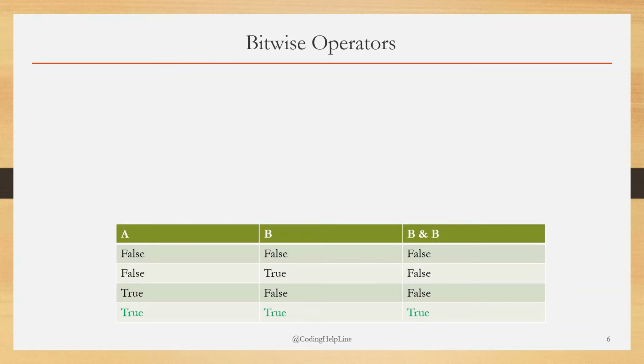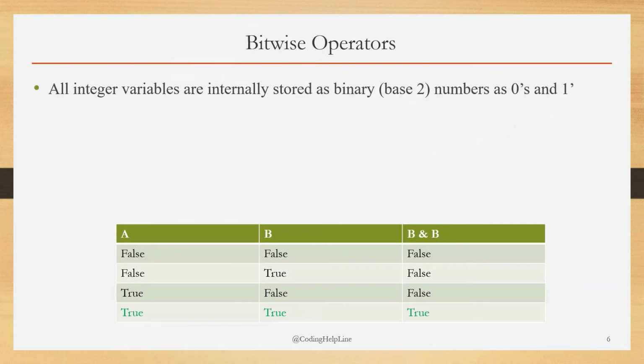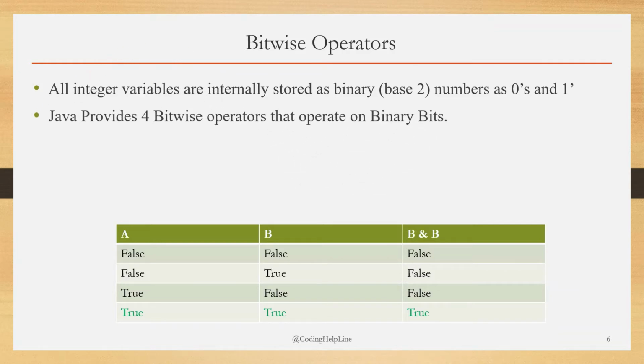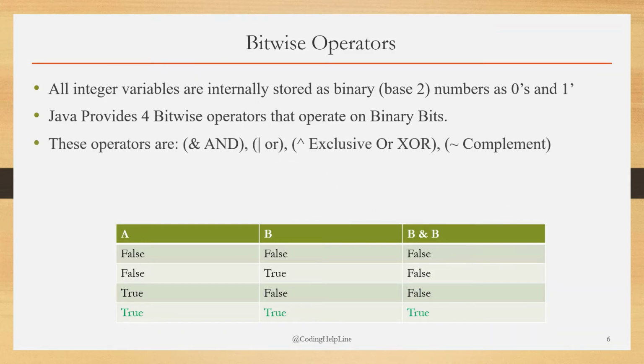Now, bitwise operators. All integer variables are internally stored as binary, base 2 numbers that consist of zeros and ones. Java provides 4 bitwise operators that operate on binary bits. These operators are AND, OR, XOR, that is represented by the caret sign, and tilde, the complement operator.